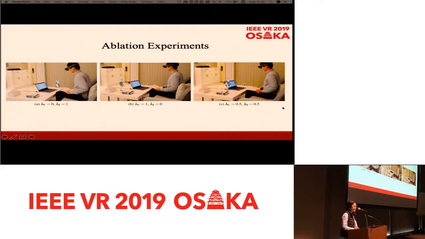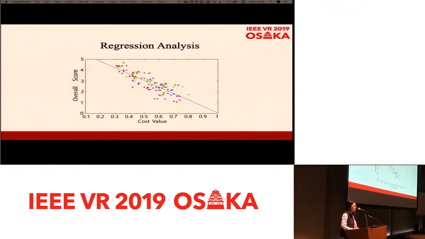To investigate the influence of the weights in the cost function, we did ablation experiments. In the first figure, we didn't consider the visibility cost. So you may notice that the orientation and the location are reasonable, but it occludes the laptop. We also did a regression analysis, and it shows that our cost value and the user score are negatively correlated.